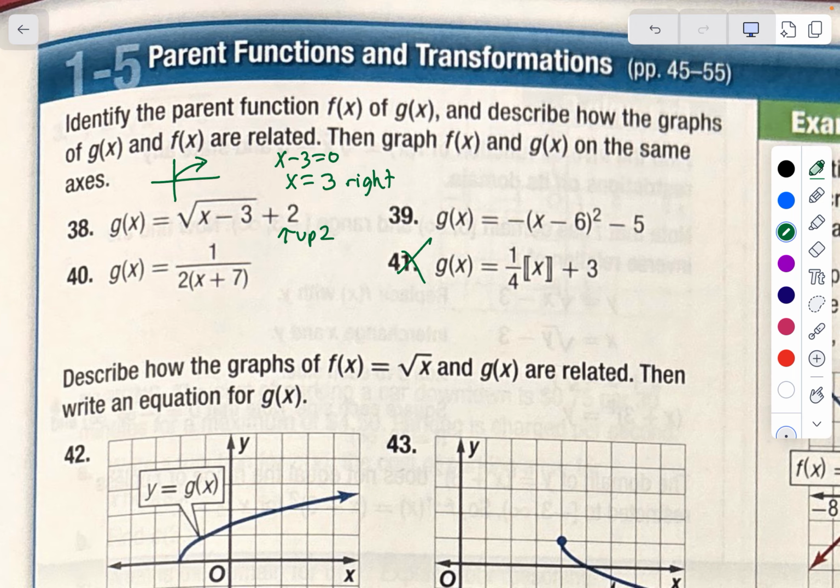If it's negative, it goes down. Okay. So all that you want to do for 38 is take your original square root function, jump 3 to the right and up 2. And then do your swoop to the right. Okay. So that's 38.